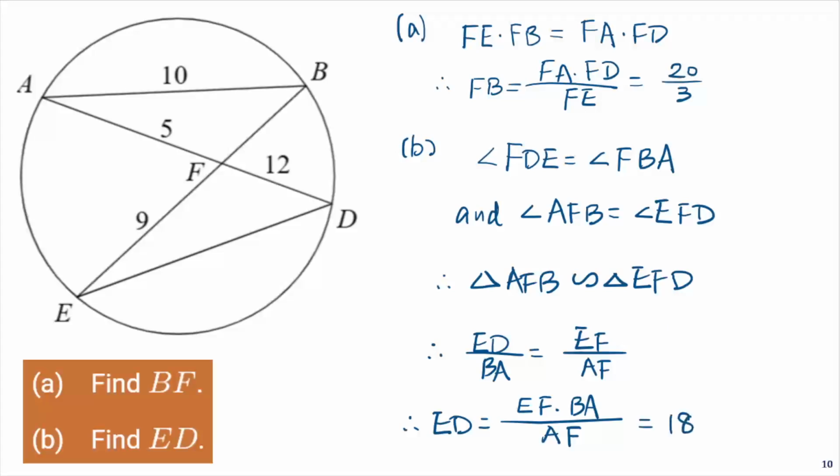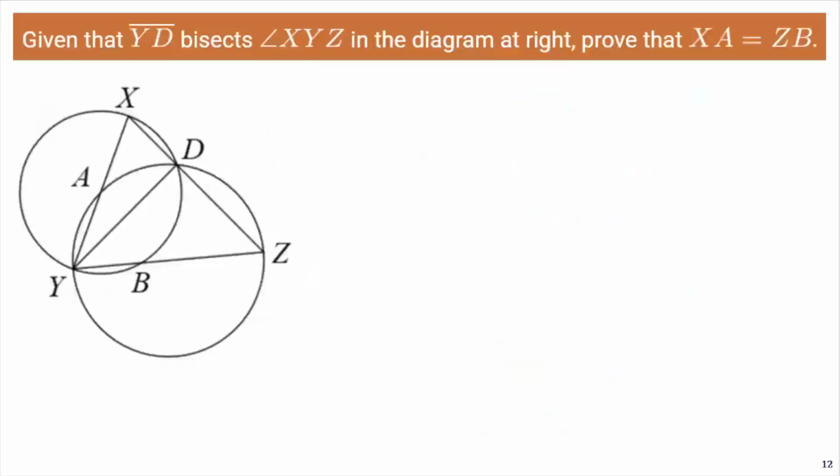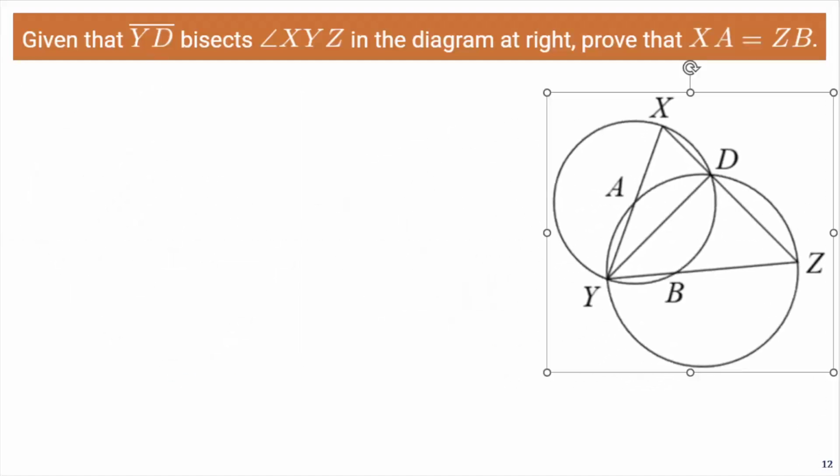Any questions? Alright, good. If no questions, let's consider another one. Given that segment YD bisects angle XYZ in the diagram, prove that XA equals ZB. So I'll give you 1 minute to consider this problem, and then we'll have a look at the solution together, okay?